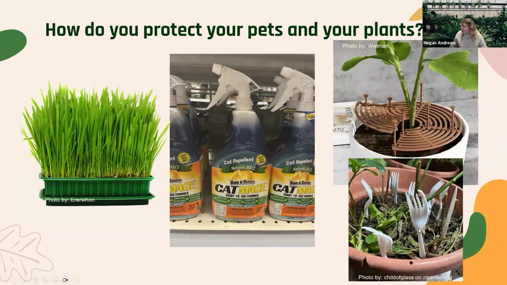And then you can also put forks or chopsticks in your soil to make the plant just less appealing for your cat to get into. You can buy these things. My cat is 20 pounds, so these would not work. He's a very big boy, but that will protect your soil as well from your cats.